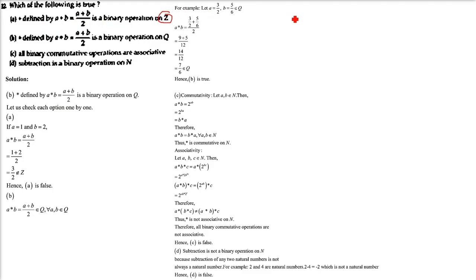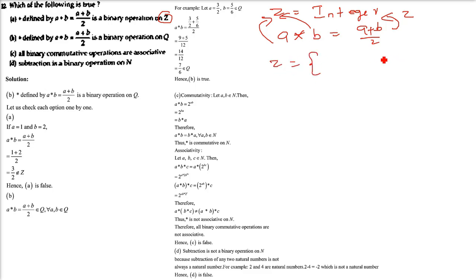First one is Z. Z is what? Integers. So it is said that star defined by A star B is A plus B by 2, and this is a binary operation on Z. A is coming from Z, B is coming from Z, A plus B by 2. Z is actually the set of integers.